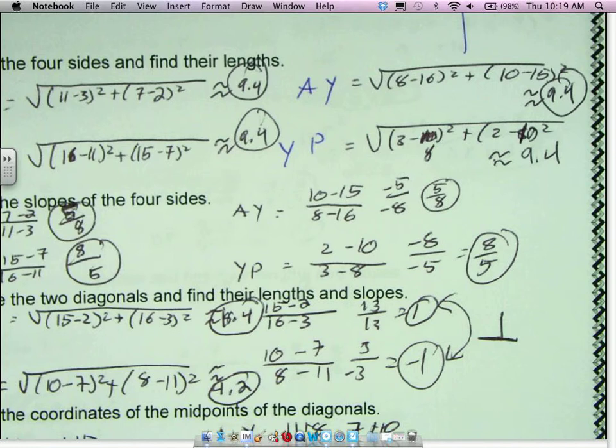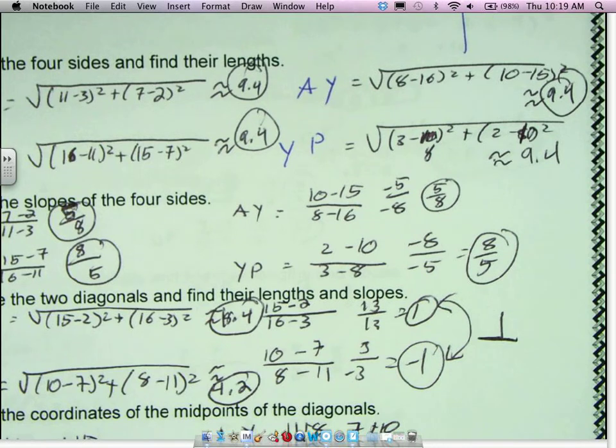So let's look at the slopes. I've got 5/8, 8/5, 5/8, and 8/5. While they are reciprocals, they're not opposite reciprocals, which means they're not perpendicular. I can see that sides PL and AY are parallel, and LA and YP are parallel. So I'm pretty sure at this point I've got a rhombus.